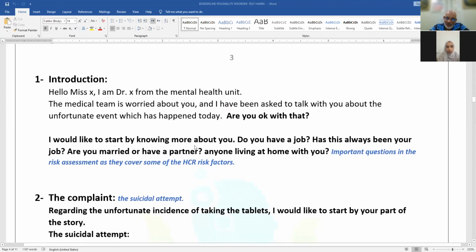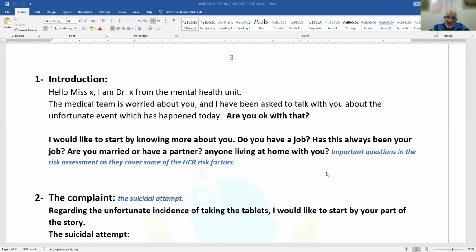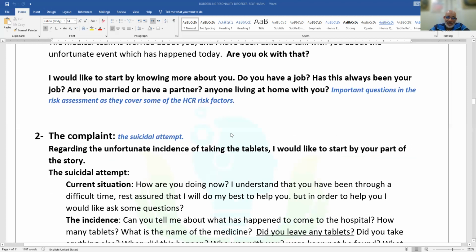I would like to start by knowing, for me, this is the best way to start the station, because it will show that you're professional and will break the ice and the tension. You want to know more about her. Does she have a job? Is she married? Anyone with her, and so on. These are important questions to cover the social part and also the risk assessment, because these are HCR risk factors.